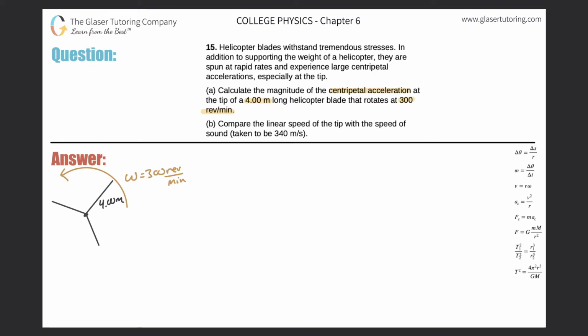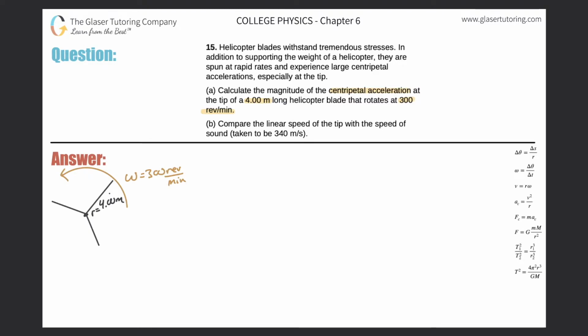All right, so here's our little picture over here. Here's the length of a single blade right here. And notice when this blade rotates, it creates a circular path, right? And the blade's length is the radius of that path. So the blade's length is the same as the radius of the path. It also tells us that it rotates at 300 revolutions per minute.